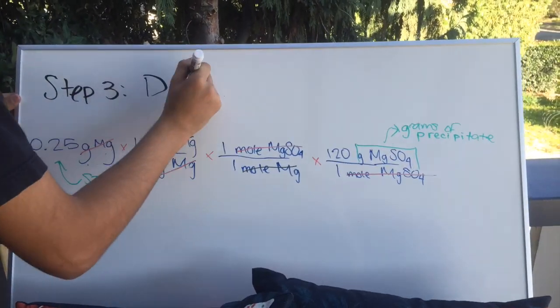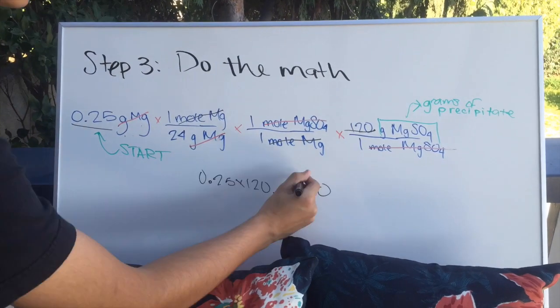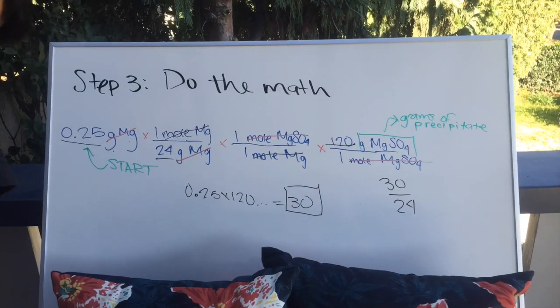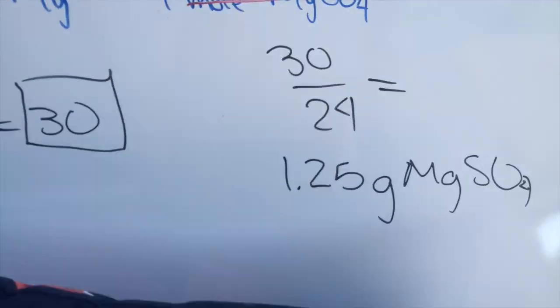The third and final step is to finally just do the math. You multiply 0.25 by 120, which equals 30. Then you divide 30 by 24, which equals 1.25.